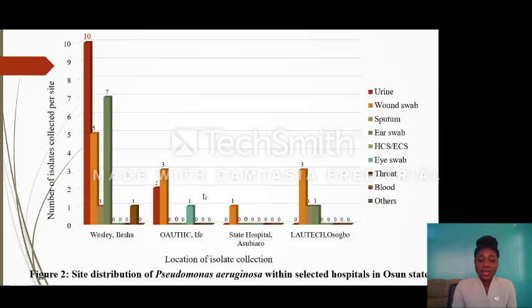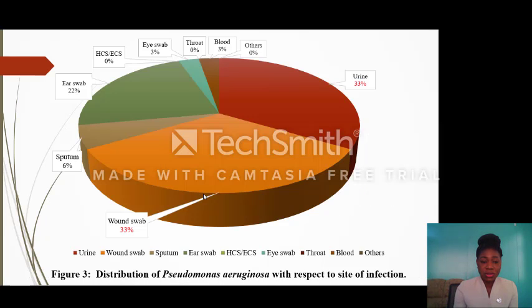Here is a figure showing the site distribution of Pseudomonas aeruginosa within selected hospitals in Osun State. On the vertical axis, we have the number of isolates collected per site of infection, and on the horizontal axis, we have the location of isolate collection. From this figure, the highest number of isolates within the selected hospitals in Osun State were obtained from Wesley Guild Hospital, Ilesha, Osun State, and of course, the highest number of isolates was obtained from urine samples from Wesley Guild Hospital, Ilesha, Osun State.